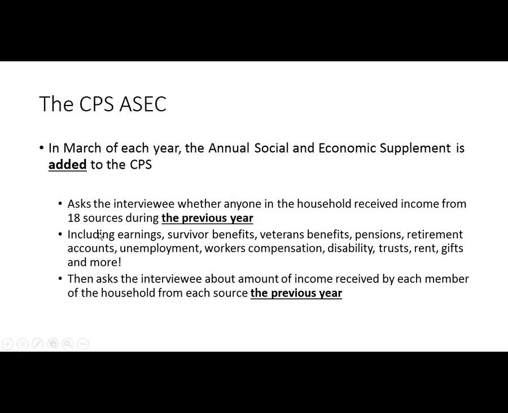The sources that they ask about include earnings from jobs, survivor benefits or Social Security payments, veterans benefits, pensions, retirement accounts, unemployment, workers' compensation, disability, trusts, rent, gifts, and even more than that. So first they ask whether anyone in the household received income from these sources, and that's just a yes or no question. And then they ask the adult they're interviewing about the amount of income that each member of the household received from each source. And again, this question is asked about the previous year.